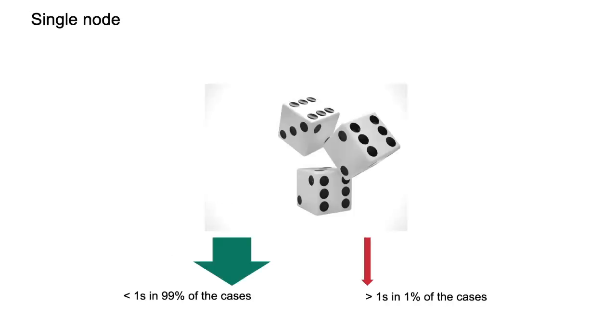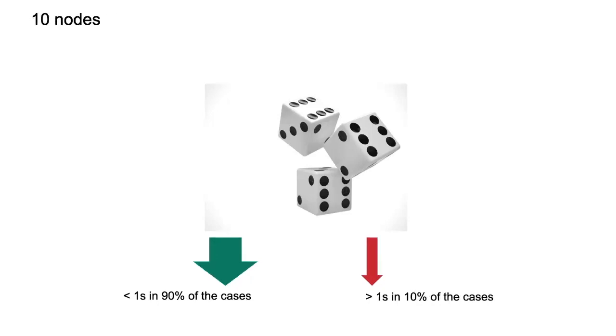Now, if I have a single node, then that's easy, right? In 99% of the cases, it's going to take less than 1 second, and in 1% of the cases, more than 1 second. It's just tossing a coin, or well, in that case, you would have to toss 7 coins to get that level of precision in probabilities, but that's basically random, right? You just produce a random result. So in 1% of the cases, it's more than 1 second. In that case, it's no big deal. You just do it again if it happens.